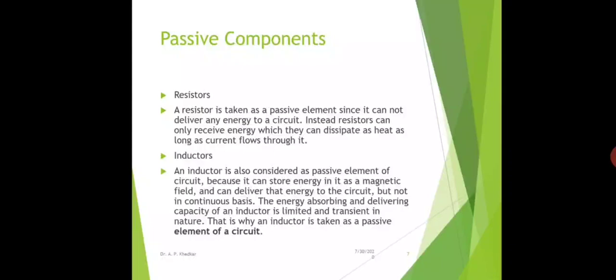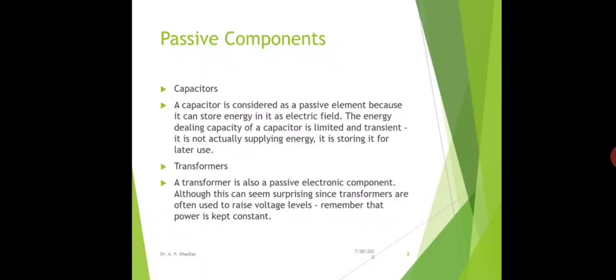Whereas if you see another passive component, that is inductor, then inductor is also a passive component, but inductor is storing energy in the form of magnetic field and it can deliver that energy to the circuit, but not on a continuous basis, only in the form of transient. So the energy absorbing and delivering capacity of an inductor is limited and transient, and that's why inductor is also considered as a passive element.